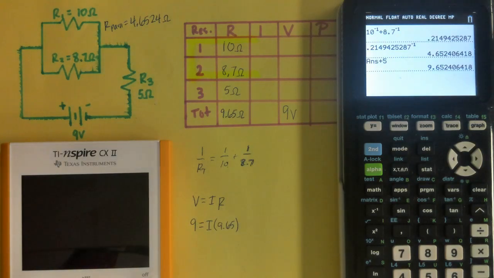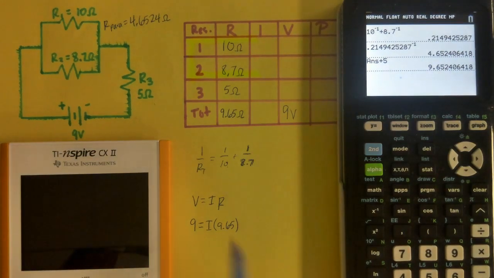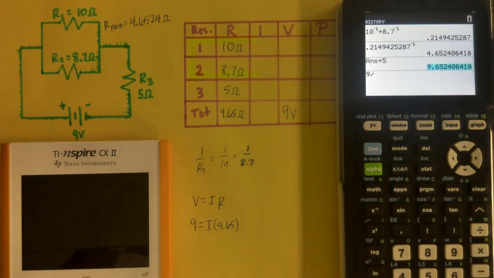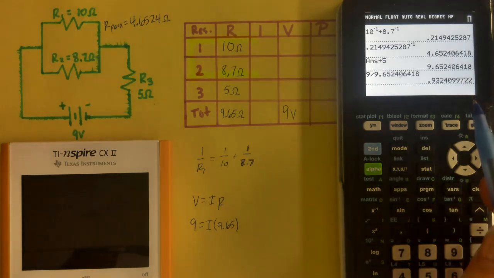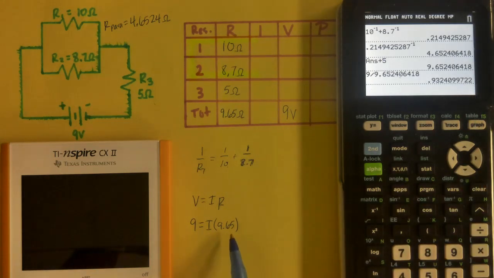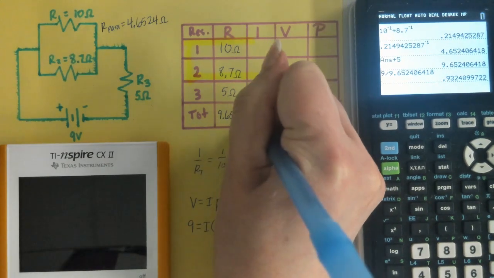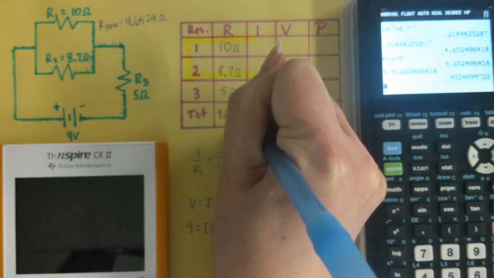Okay, and so if I want to solve for this value for I, I'm going to end up doing 9 divided by this answer. And so I'm going to do 9 divided by this 9.652, that value right there. And that is going to give me my current. And again, I'm using the unrounded value on the calculator, even though I'm writing the rounded value on the page. And so my current here is 0.9324, and that's going to be in amps. Or sorry, 0.9. I just read that wrong.